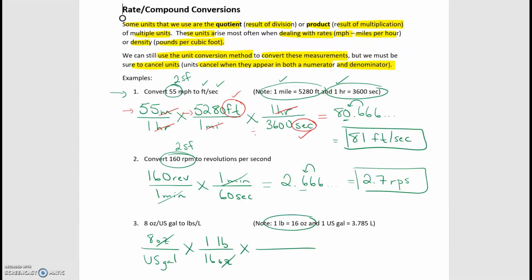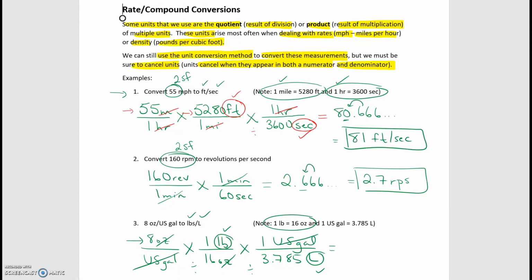Times 1 US gallon is 3.785 liters. US gallons is currently on the bottom. It's going to have to go up top to cancel diagonally. And there's my 3.785 liters. We'll cancel out our US gallons, and we're left with pounds per liter, which is what we had wanted from our question. So now what we're going to be doing is the 8 is going to take a division by 16 and a division by 3.785 in our calculator.